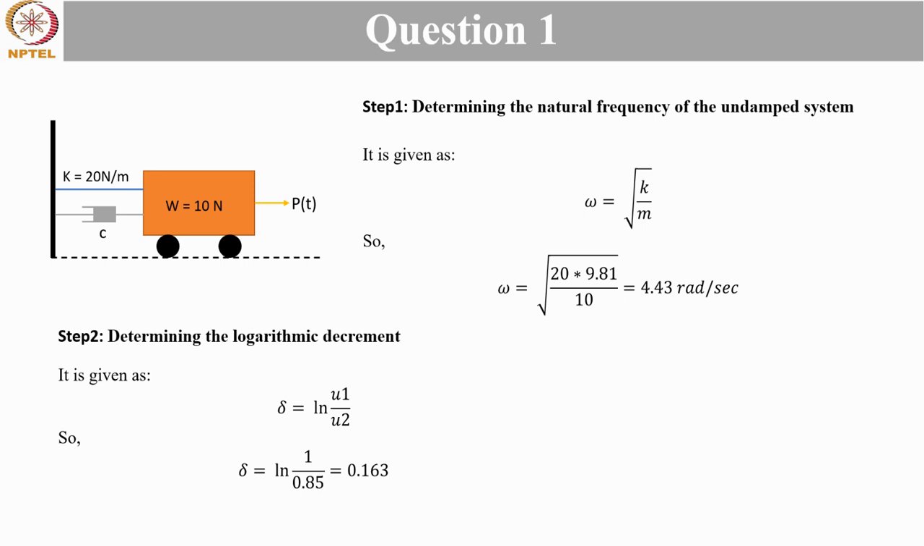So logarithmic decrement is given by delta is equal to ln of u1 by u2. Now u1 was given 1 and u2 is given 0.85. So delta will be ln of 1 upon 0.85. So it would be 0.163. So this was the second part of the question.